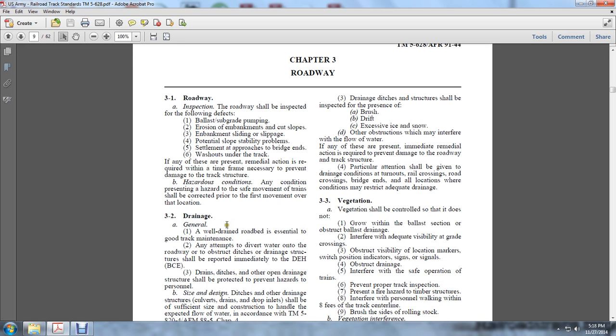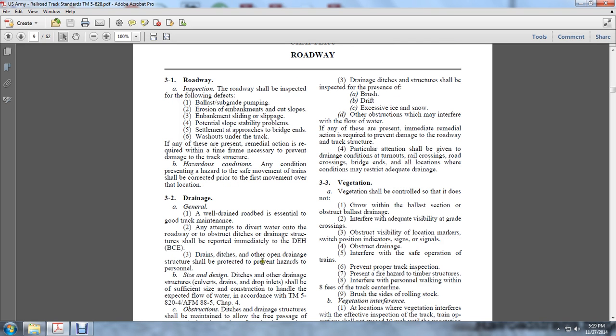3.2 Drainage. A well-drained roadbed is essential for good track maintenance. Any attempts to divert water over the roadbed or obstruct the ditches and drainage structures shall be reported immediately to the Department of Engineering and Housing and the base civil engineering. Drainage ditches and other open drainage structures shall be protected to prevent hazard to personnel.